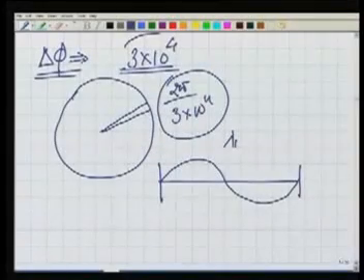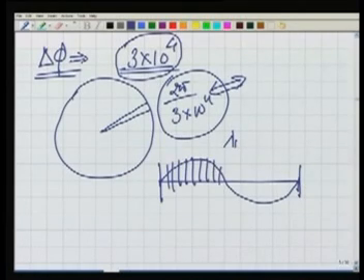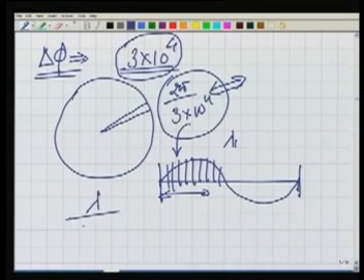If we can measure our phase difference with this kind of least count over here, what can we do in terms of the lambda? The meaning is, this entire lambda can be divided into so many parts, or we can say, when we are measuring the lambda, we can have our least count equal to lambda divided by 3 into 10 to the power 4.